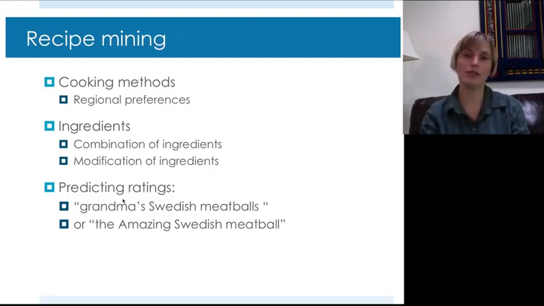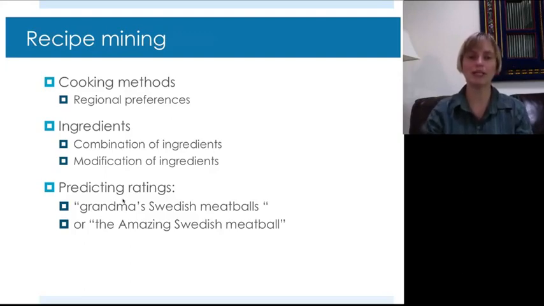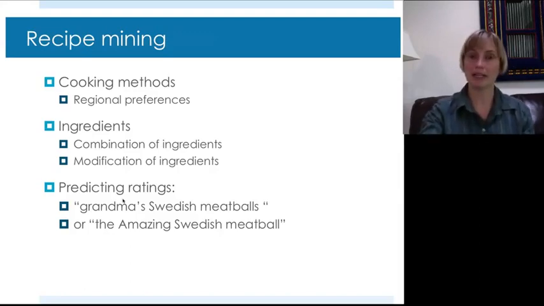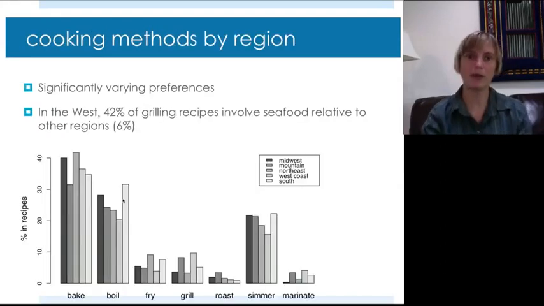And then we wanted to finally do a prediction. If we have a recipe for Grandma's Swedish meatballs, and we have another one that's the Amazing Swedish Meatball, and they have most of the same ingredients, but not quite, and maybe the cooking method's a little bit different, can we use network analysis to actually predict which one's going to be better?